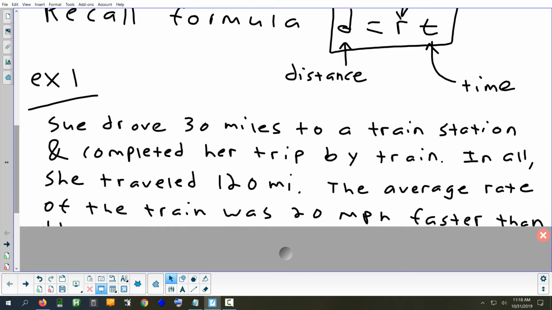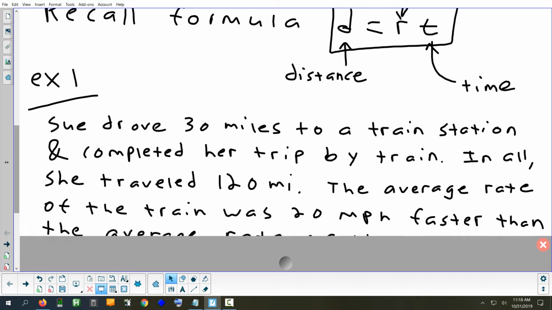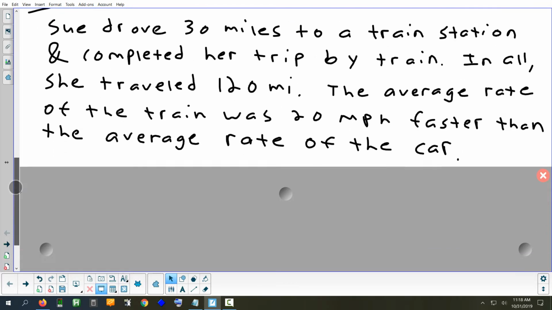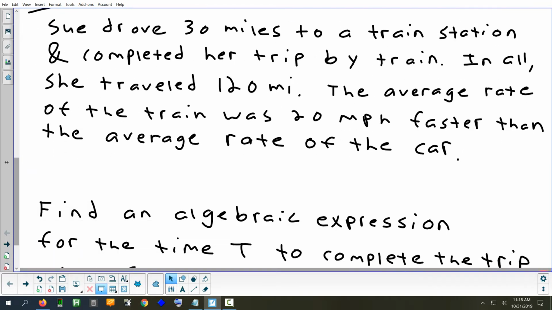So the average rate of the train is 20 miles an hour faster than the average rate of the car. We don't know how fast either one of them is going. We just know that on average, the train is 20 faster than the car. So they want us to find an equation for the time it takes to complete the trip.